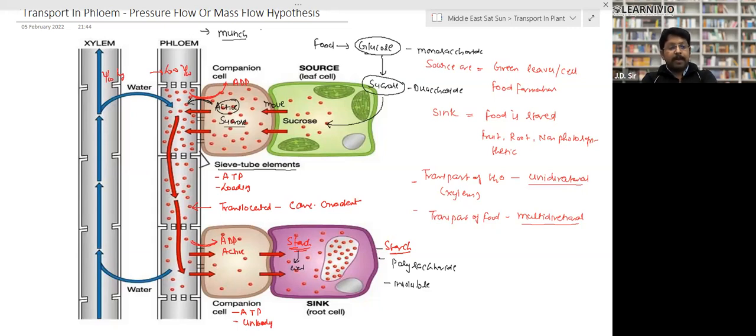In the sieve tube element, organic food moves in the direction of concentration gradient, which is called pressure flow. Full stop.